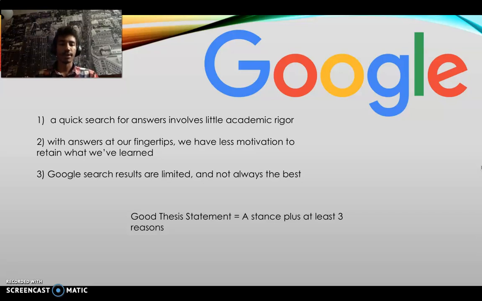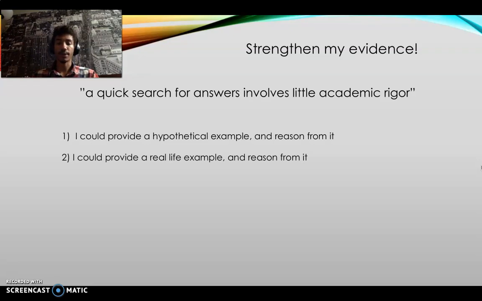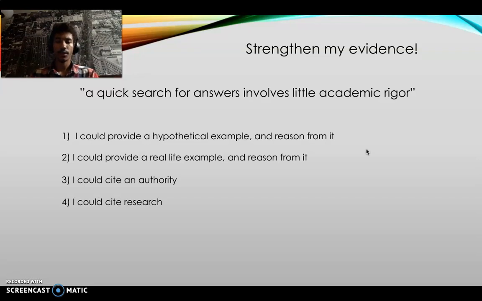Let's take a look at the first one. A quick search for answers involves little academic rigor. It's a good statement, but I need to back it up or strengthen it. And what are some ways that I could do that? Well, I could provide a hypothetical example. I could provide a real-life example. I could cite an authority, or I could cite research. Don't think that you have to be limited to just one of these 4, though. Wherever and whenever you can combine them, you should.